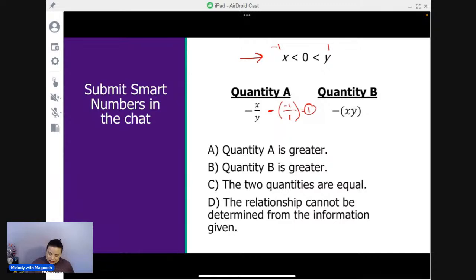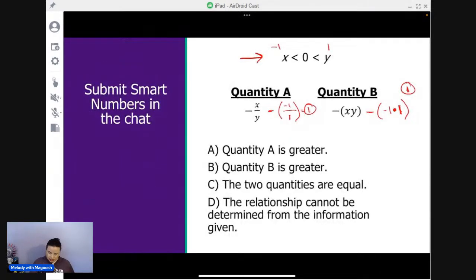Quantity A is 1. Quantity B is negative X times Y. So -1 times 1. -1 times 1 is -1, negative of a negative. We get 1 again. So with this exact set of numbers we tested, both quantity A and quantity B come out to equal 1.